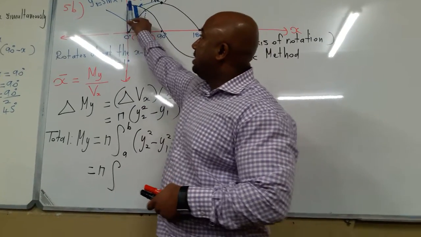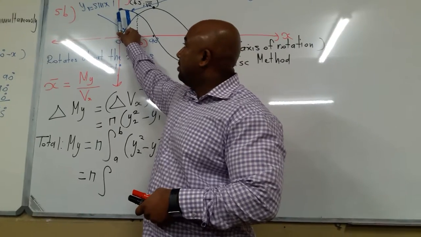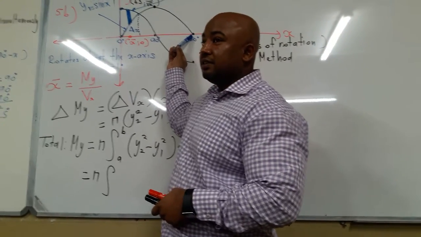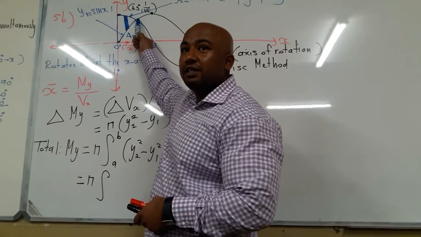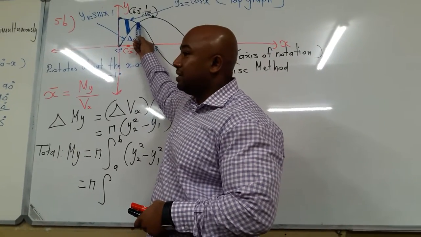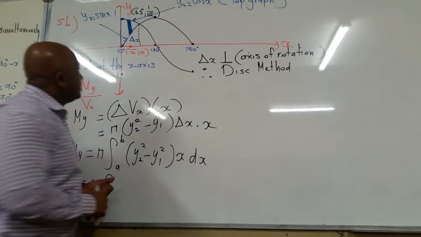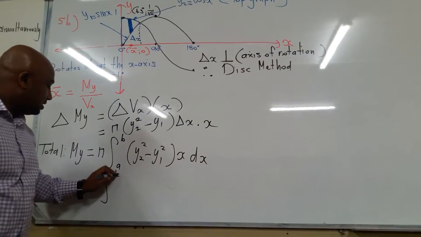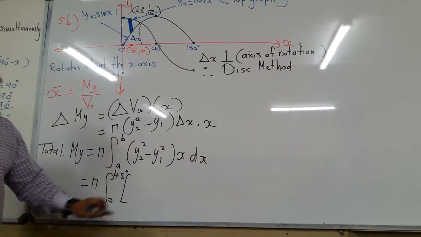So where does it begin? It begins here. You can see that. What is your value here? Zero. Where does it end? Does it end here? No. It doesn't end here. It ends at this point here. Can you see that? What is this point here? 45 degrees. So we got 45 degrees, 0.